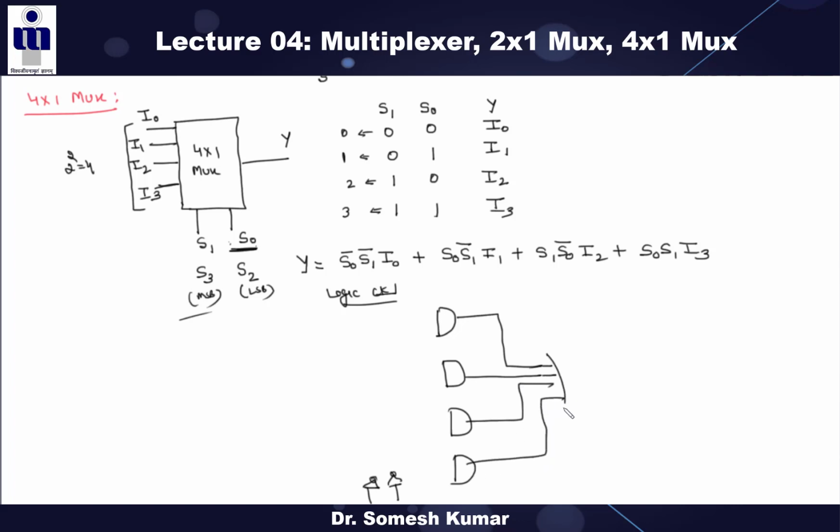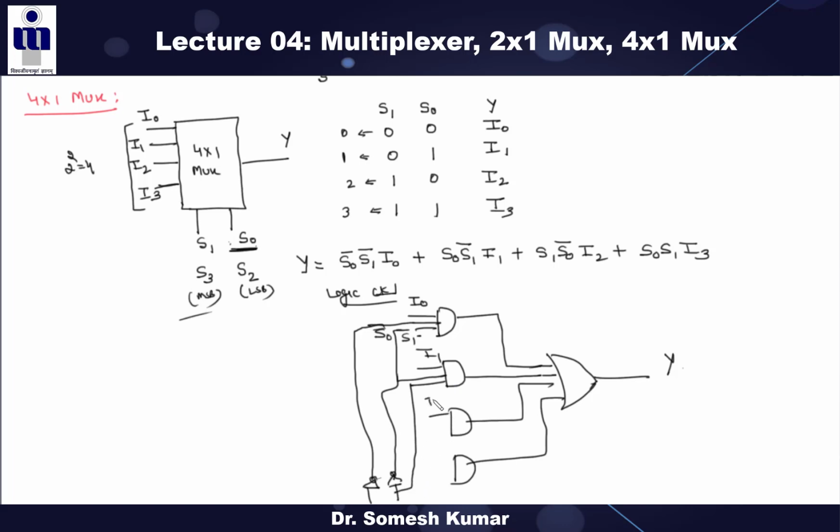Your 4 into 4 OR gate, right? So here, what are the 3 inputs? I naught, S1 bar, and S naught bar. Clear? Also, you can connect this thing here. So what will come here? I1, S1 bar, and here S naught. You can connect S naught here.